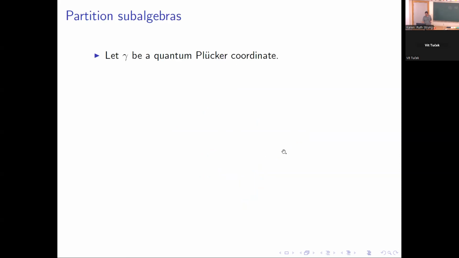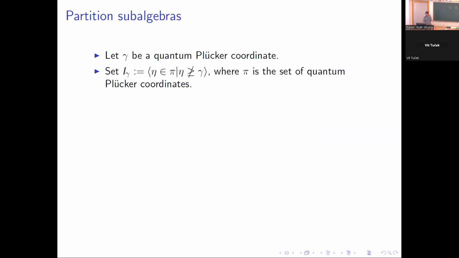Okay, so let me be a bit more specific. So I fix gamma to be a quantum Plucker coordinate. I can define the corresponding quantum Plucker ideal, denoted I gamma. So this is generated by all the Plucker coordinates which are not bigger than or equal to the one I fixed.